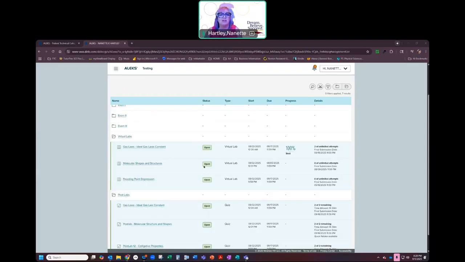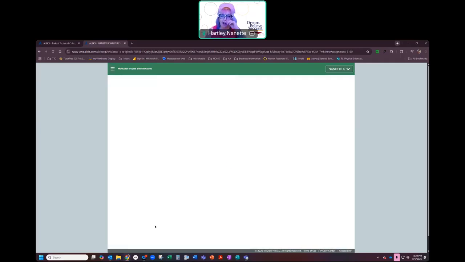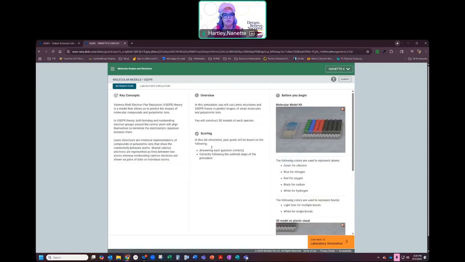Much better. Now I have a molecular structure and shapes that I can get into. So we'll open this and we'll start this. And all this tells you is that we're going to be looking at this. In this simulation, we'll use the Lewis structures and the VSEPR theory to predict this. We're going to score this.